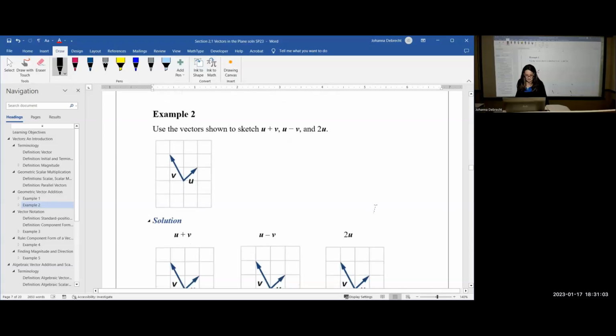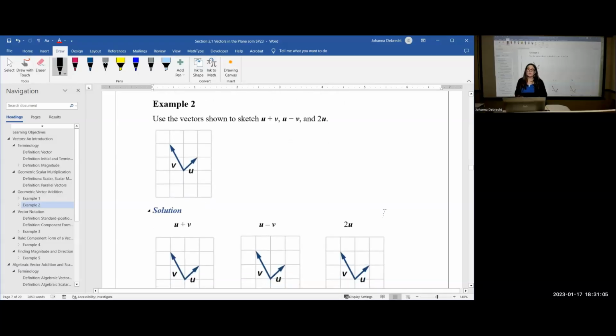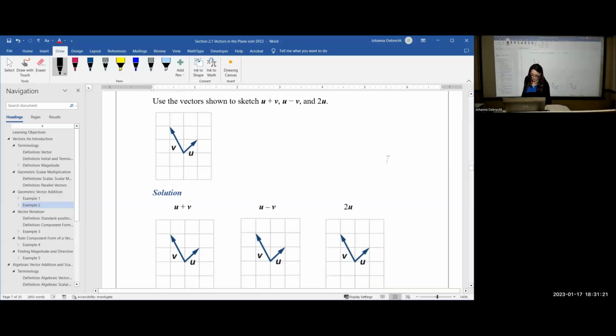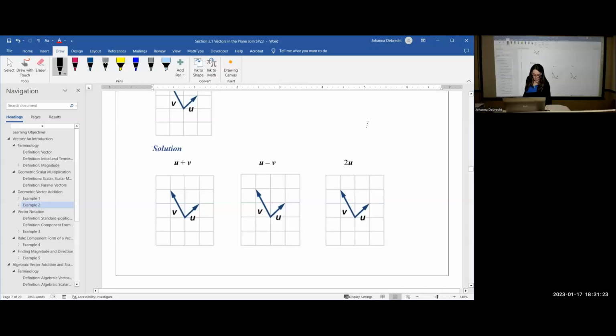Let's take a look at example 2. In example 2, we're given vectors. We're not actually told where they are. They're on a grid, all right, but we don't know where the origin is, so we really don't know where they are. And we're asked to sketch u plus v, u minus v, and 2u, right? And I reproduced all of them down here so you could see them all at once. So let's do u plus v. So practice along with me at home.